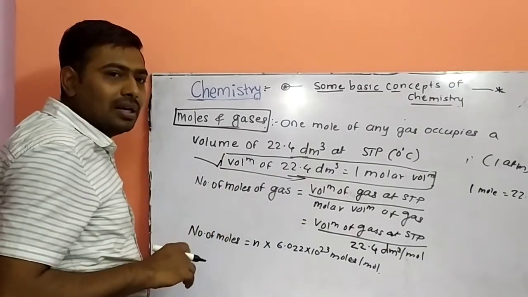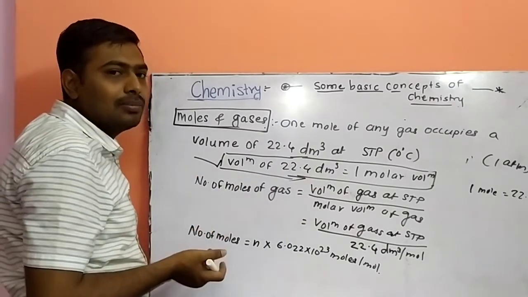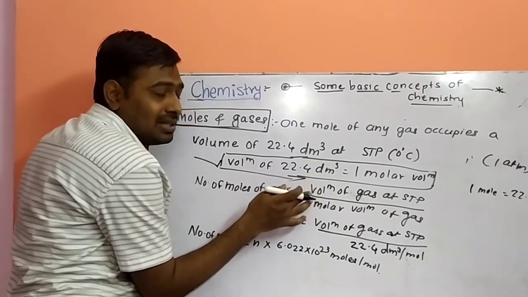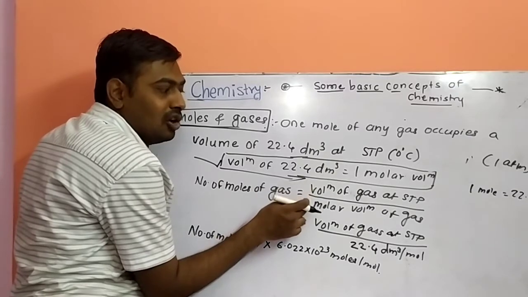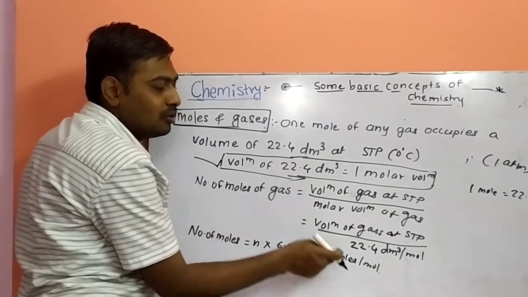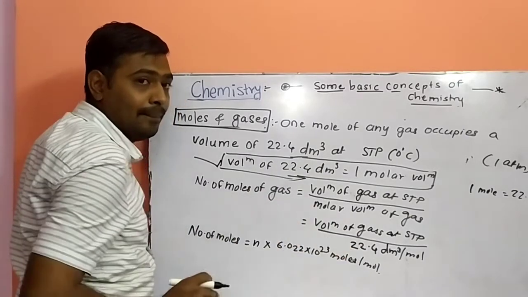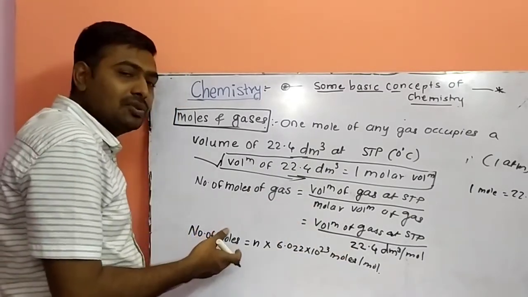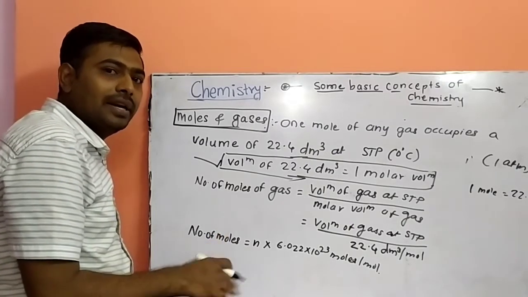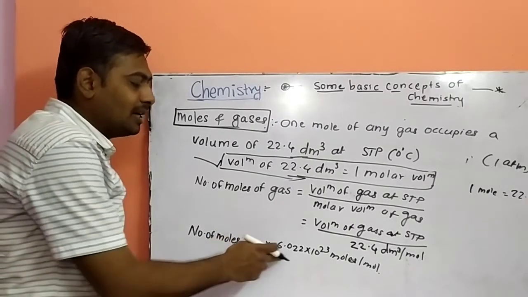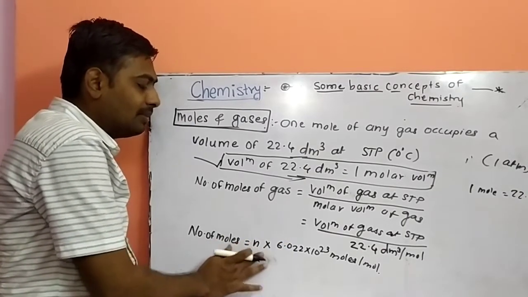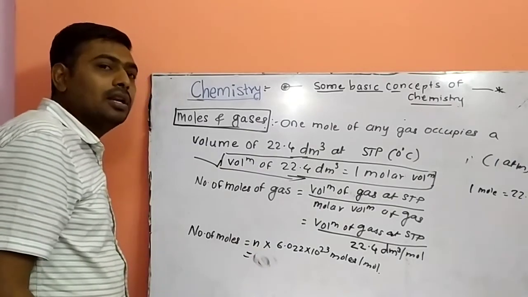So how will we calculate the number of moles? Number of moles is again mass upon molar mass. But right now, mass is not there. Mass is replaced by volume: volume divided by molar volume. What is molar volume? 1 molar volume is 22.4. And the number of molecules is n multiplied by Avogadro's number, which we already did in the previous numericals. So you will get n multiplied by 6.022 into 10 raised to 23.